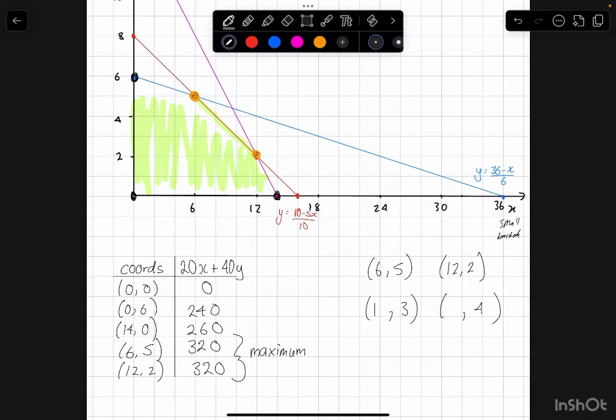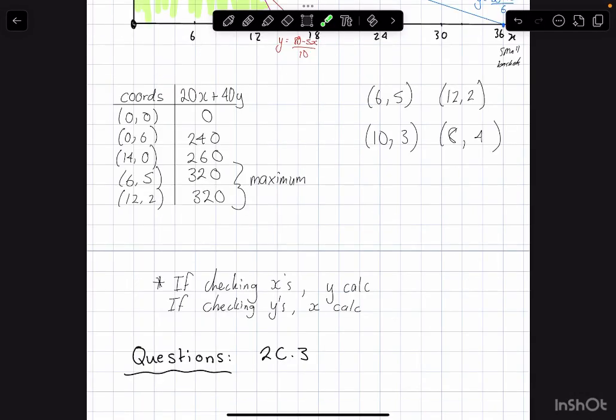So, as we can see, all 4 of these coordinates are integer points and lie on our line segment between our 2 maximum vertices. All right. Now, if you are checking the x's like we just were, you could use yCalc, but if we're checking the y's because they're a smaller gap, we can use xCalc.